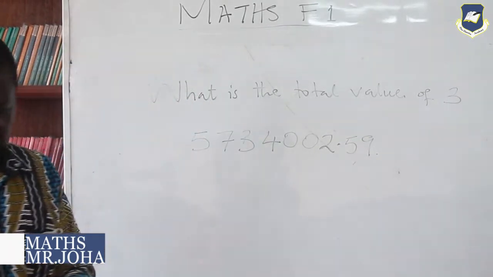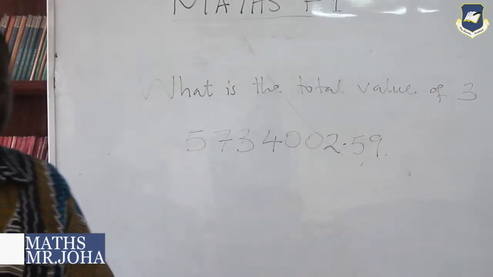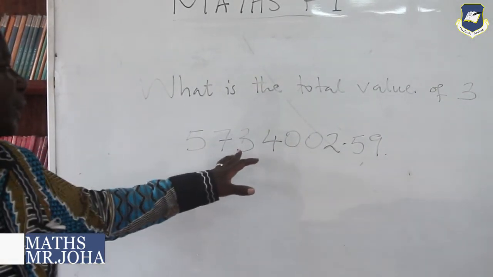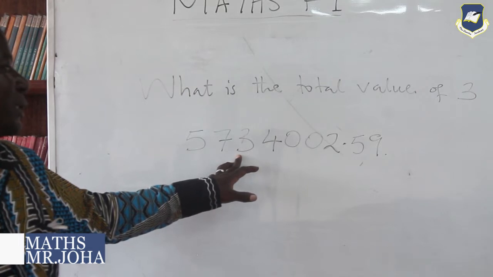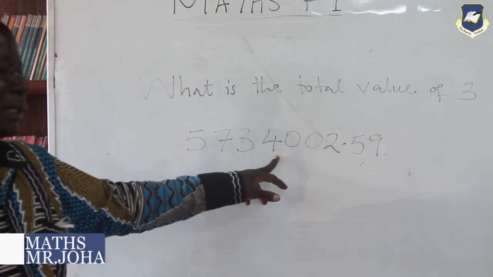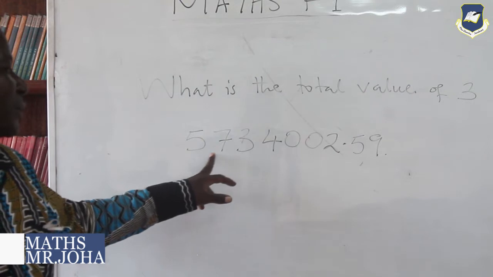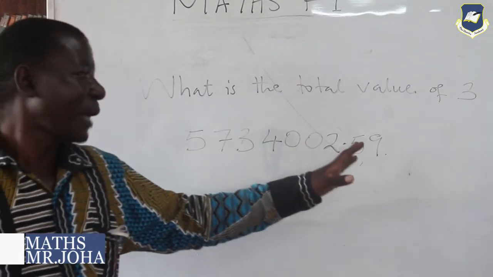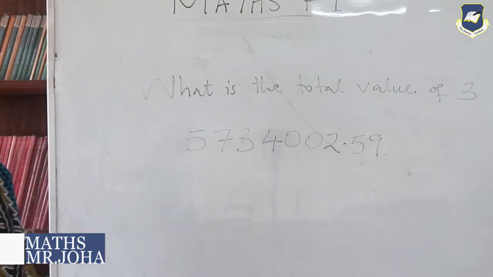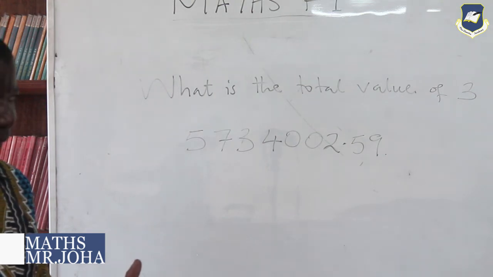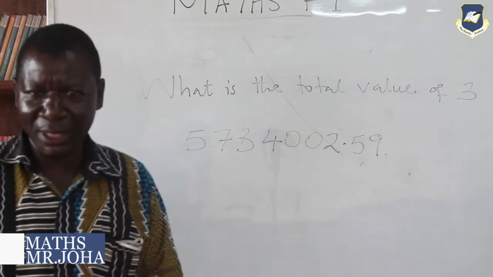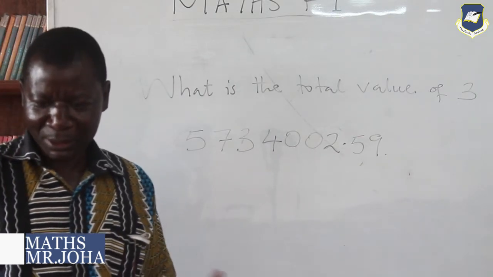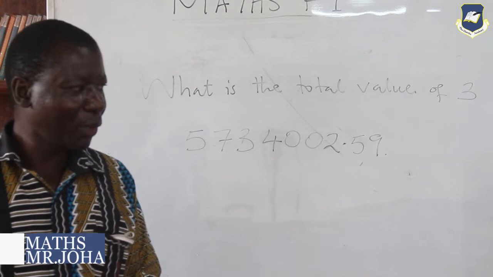Now, learners, what is the total value of 3 in this number, 5,734.259? Learners, let me give you 2 seconds to give me the answer, so that we see whether you are right.